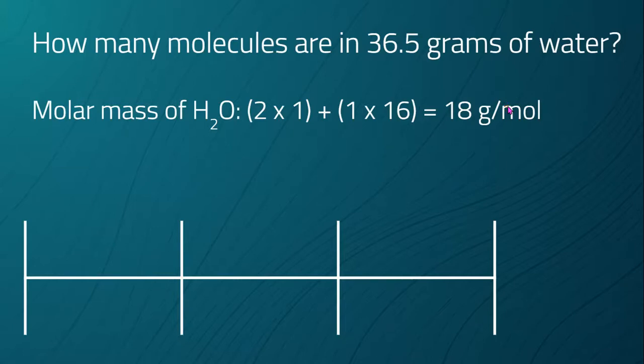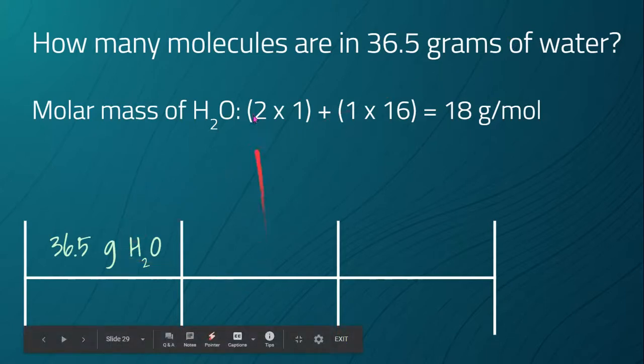I'm going to start by plugging the number from the problem into the upper left-hand box. So that is 36.5 grams of water. Now I need to convert grams into something else in order to get to molecules. I don't have a conversion factor to go from grams of water straight to molecules, but I can go through moles to get to molecules. So the first conversion factor I'm going to use that consists of grams is going to be the molar mass. I know there's 18 grams per 1 mole of water.